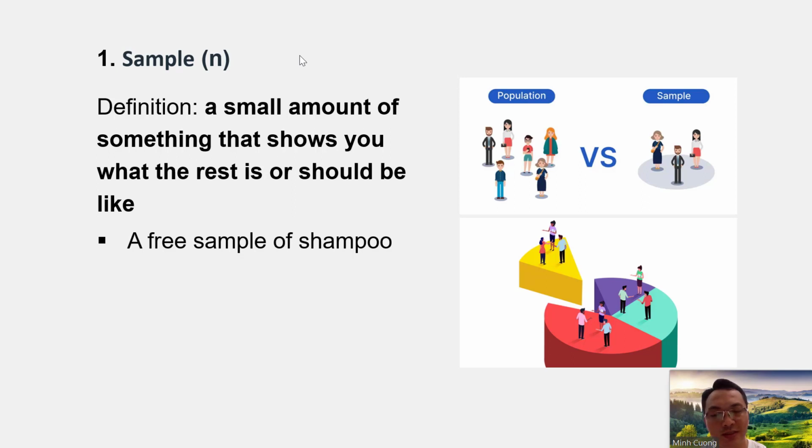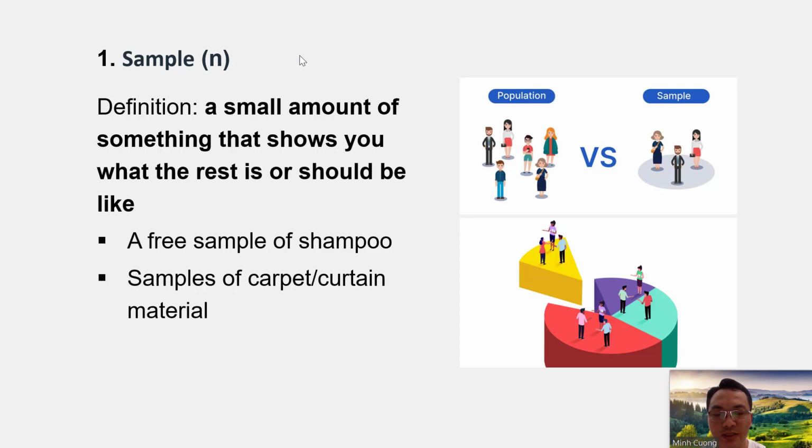The first one, actually it is not a sentence, right? "Free sample of shampoo" is just a phrase. Shampoo, you know, right? That's a kind of substance we use to clean our hair. So we take a sample to check the quality of the shampoo before we decide to buy, something like that.